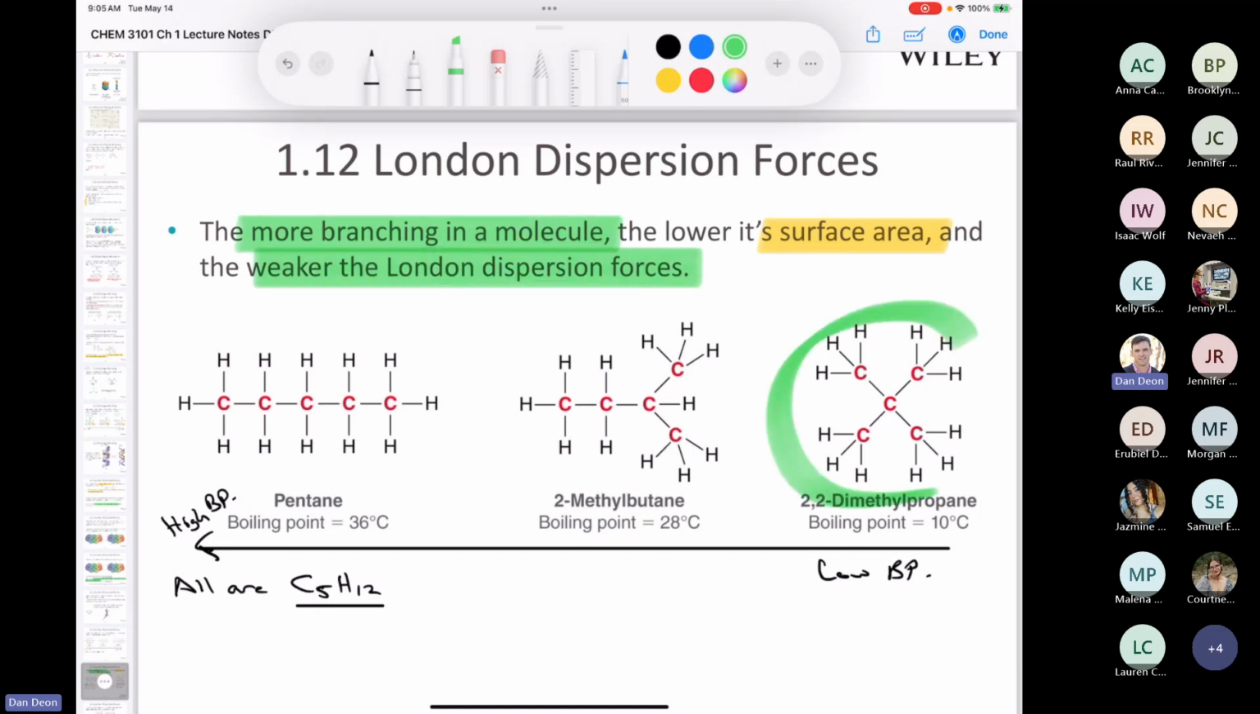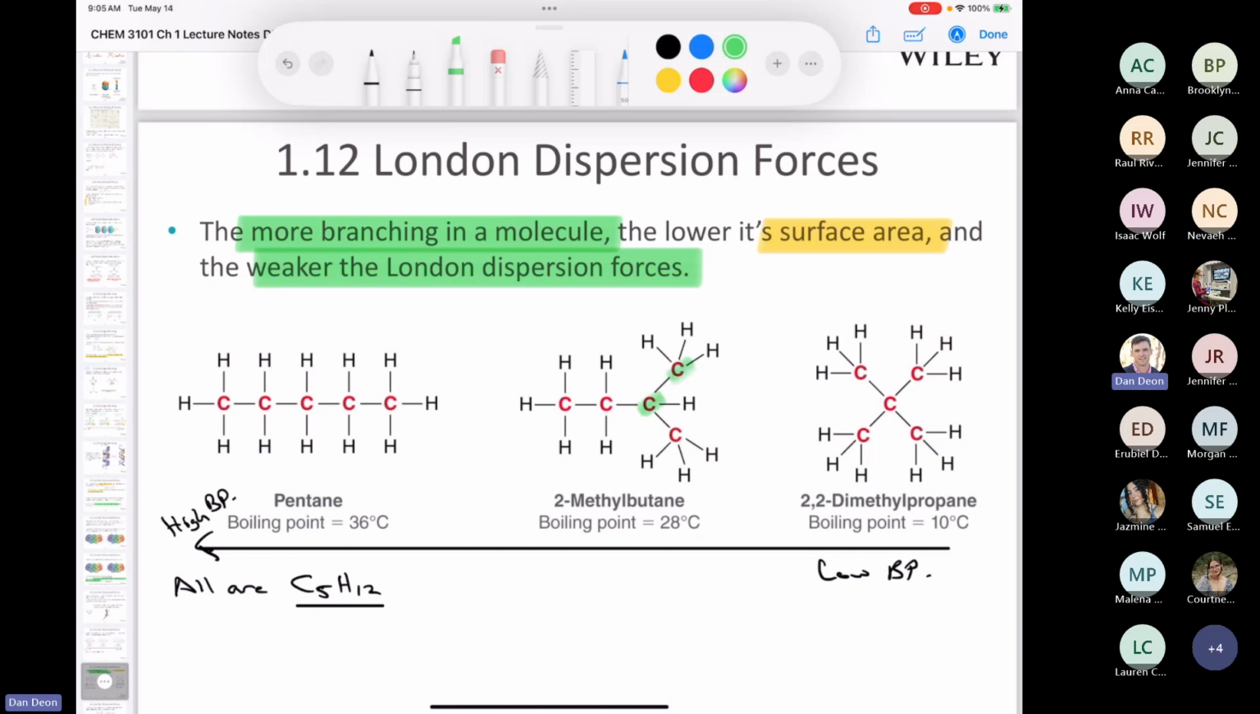So if you look at this molecule, it's got way more branches, right? You've got a central atom with 1, 2, 3, 4 branches. It's actually kind of spherical in shape, right? And we know that a sphere, if you remember your math, maximizes volume while minimizing surface area. And so there's less surface area, and so there's going to be weaker dispersion forces.